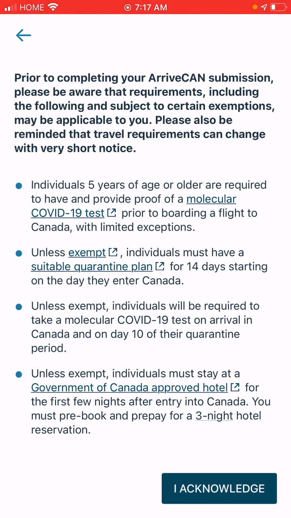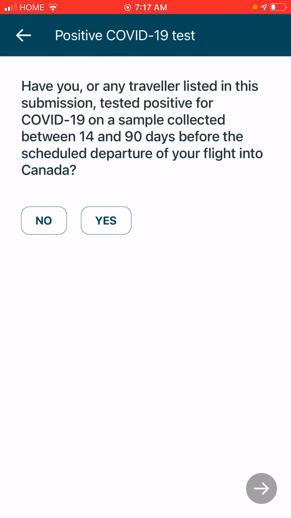You must pre-book and prepay for a 3-night hotel reservation. This can be reduced if your test result arrives negative, but it's hard to get a refund. In fact, as per the helpline page, refund is not allowed, but still a generous hotel can give you some, but don't assume anything. Click on I acknowledge.